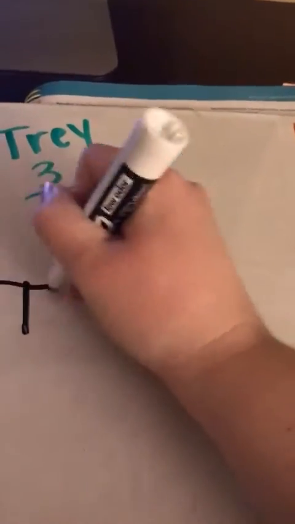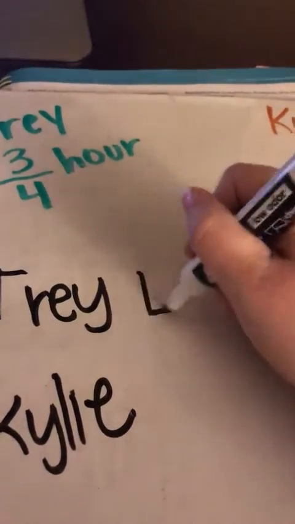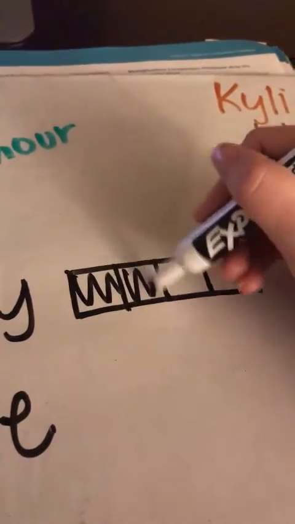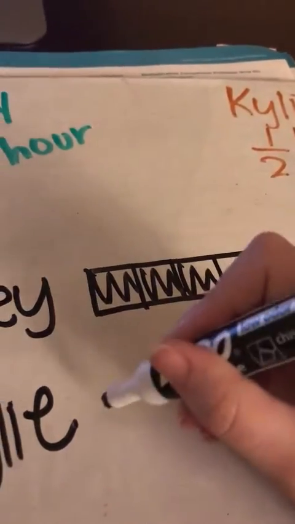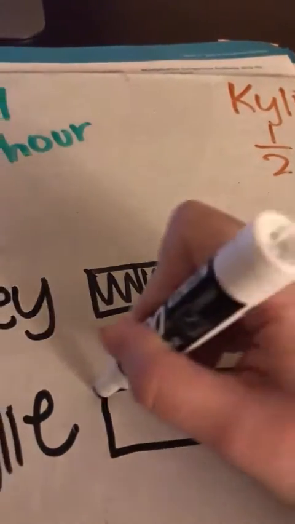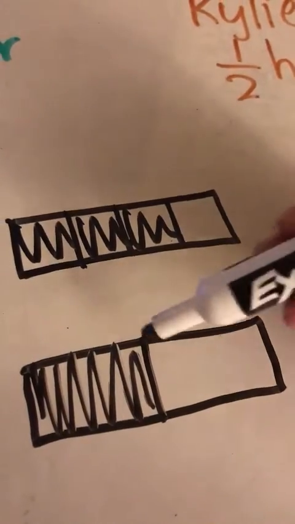When you would compare them, you would find out that Trey actually spent more time doing his homework than Kylie did. So he spent 3/4 of an hour, which is about this much time, and Kylie spent about a half an hour, which is only half of a bar. So see how he has a little bit more than she has done?